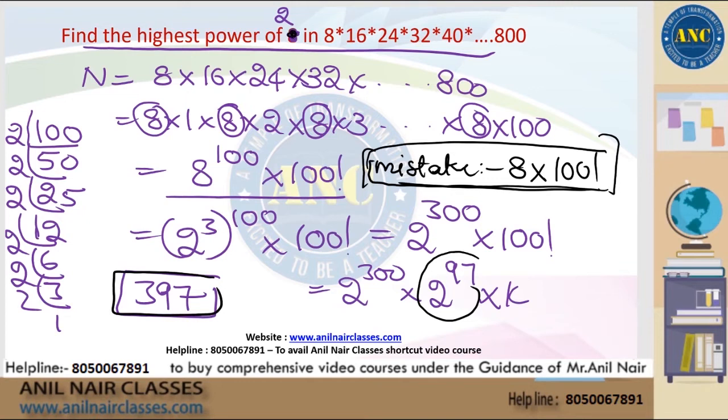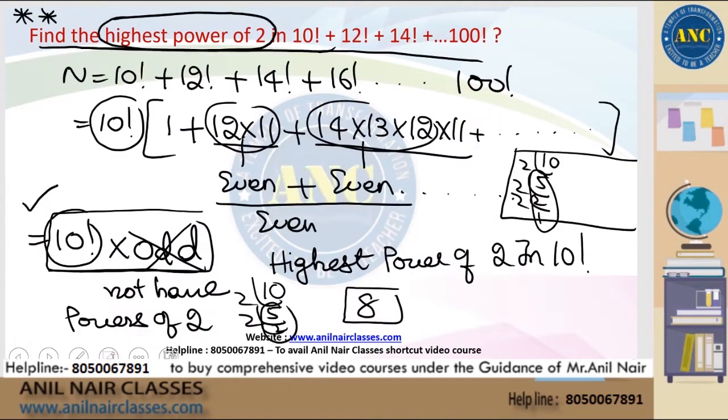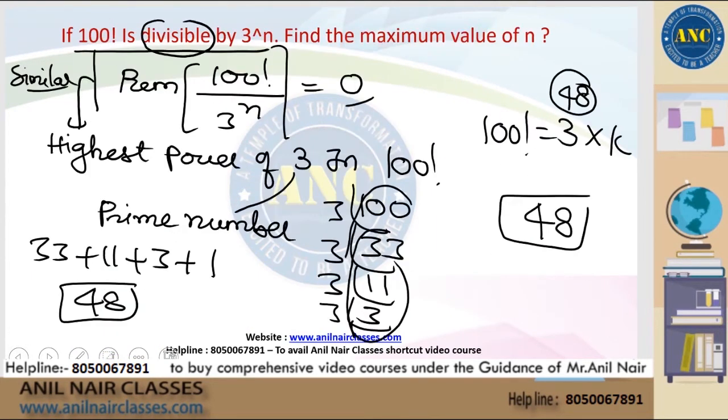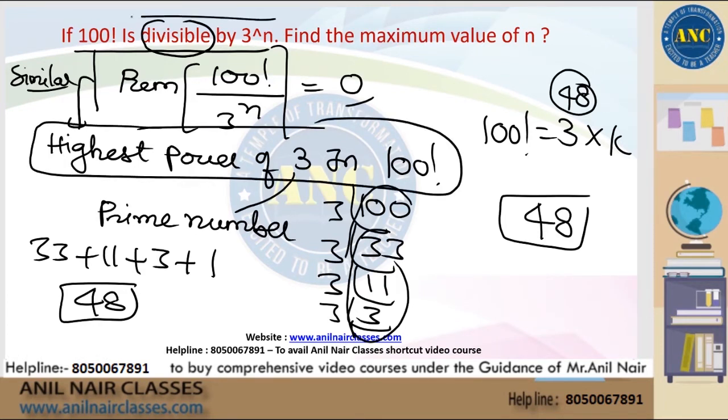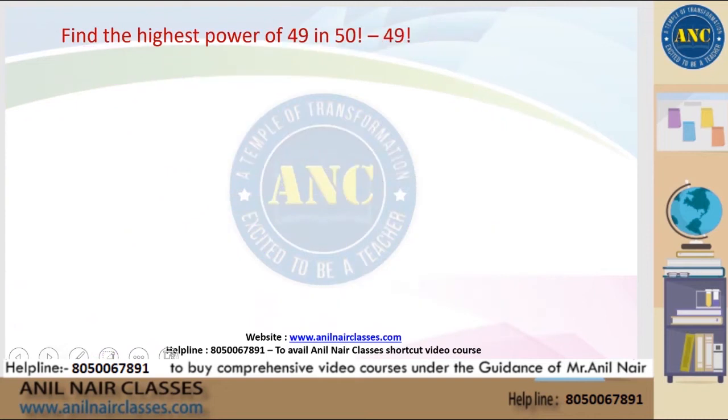Another model. See the models. One is no factorial. Another is factorial addition. Factorial addition with even numbers. The same question is asked in a different way. This and this both are the same, asking how to find the highest power for a prime number. Different models. Another model, highest power of 49 in 50 factorial minus 49 factorial.